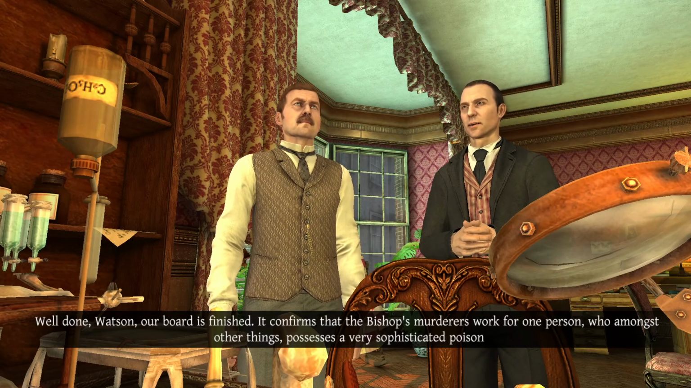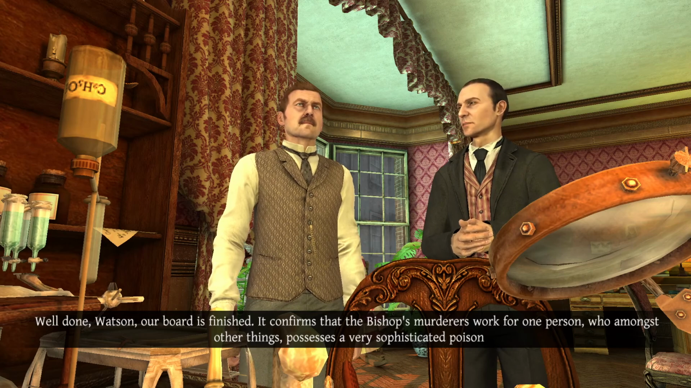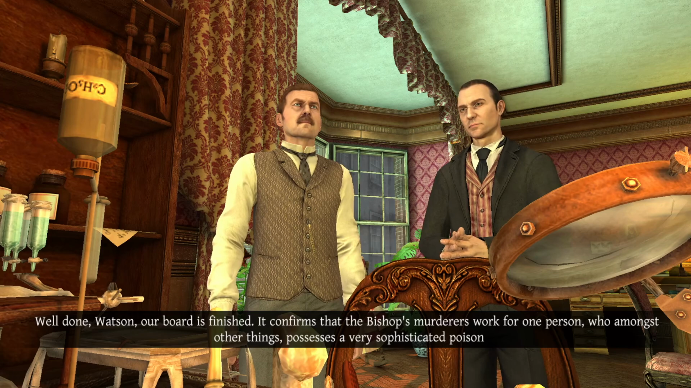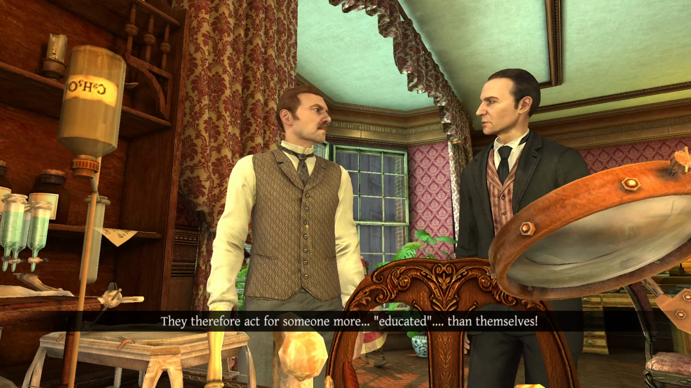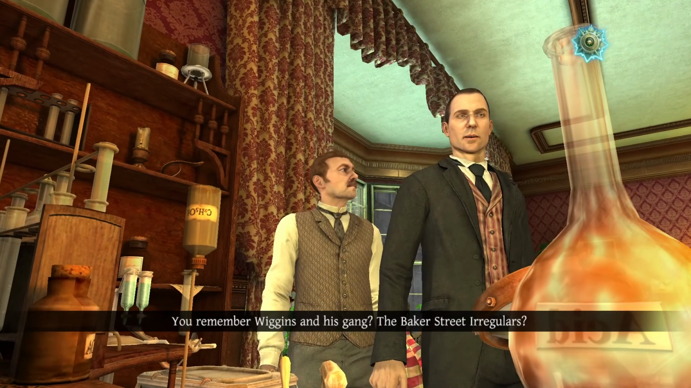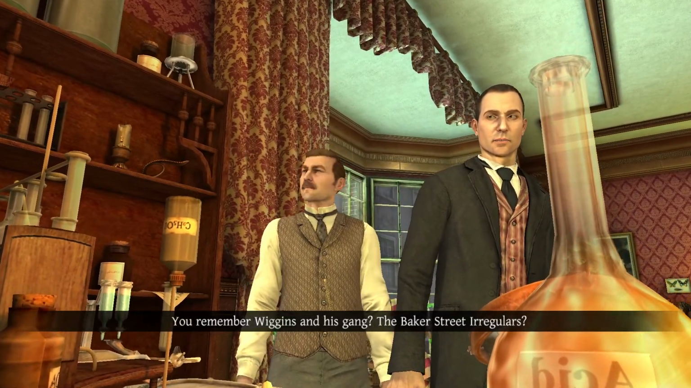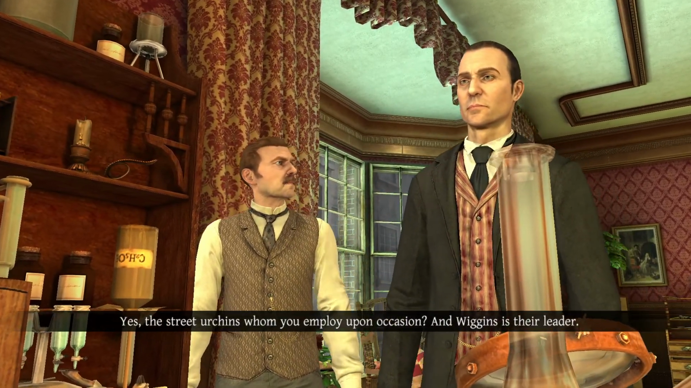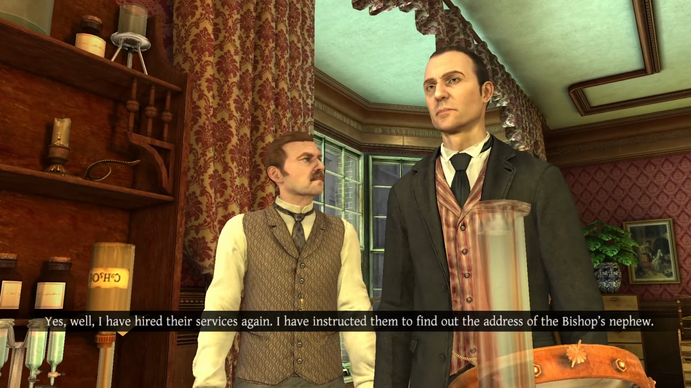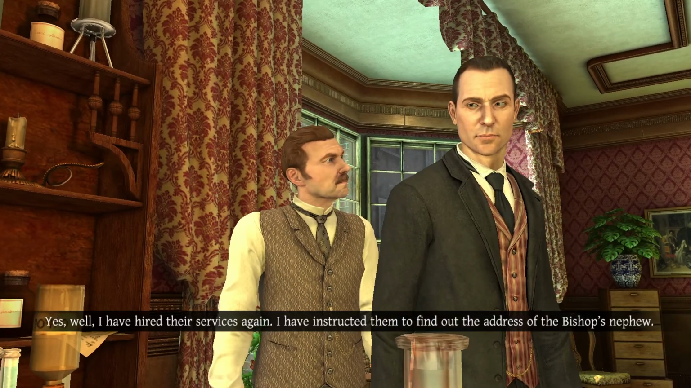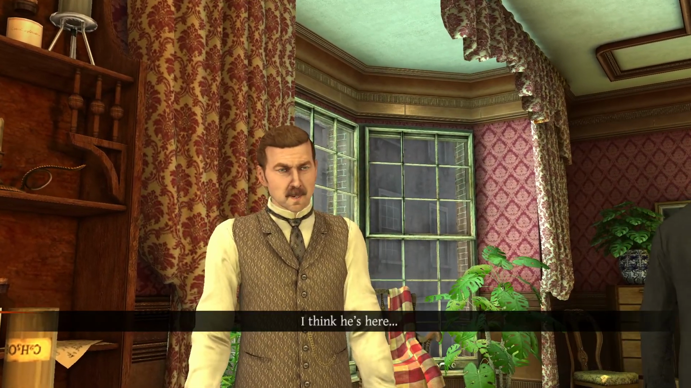Our board is finished. It confirms that the Bishop's murderers work for one person, who, amongst other things, possesses a very sophisticated poison. They therefore act for someone more educated than themselves. You remember Wiggins and his gang, the Baker Street Irregulars? Yes, the street urchins, whom you employ upon occasion, and Wiggins is their leader. Yes. Well, I have hired their services again. I have instructed them to find out the address of the Bishop's nephew. I think he's here. Hopefully.